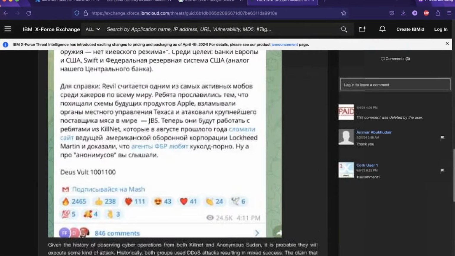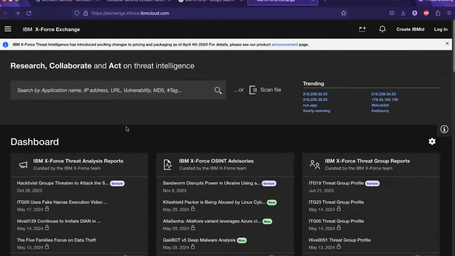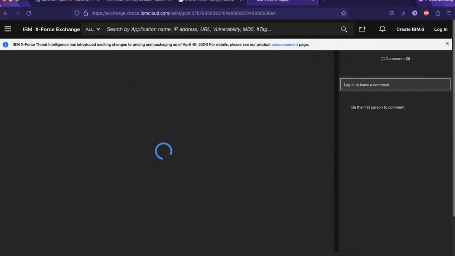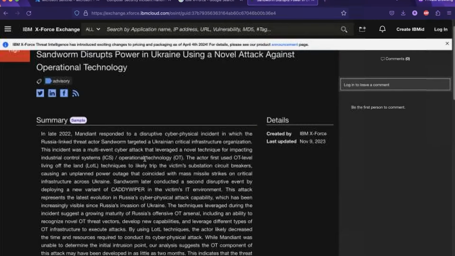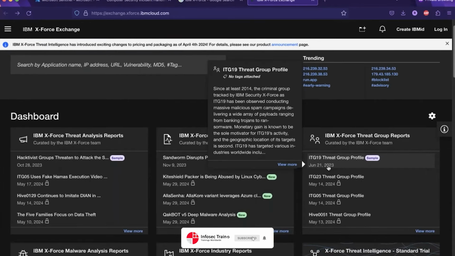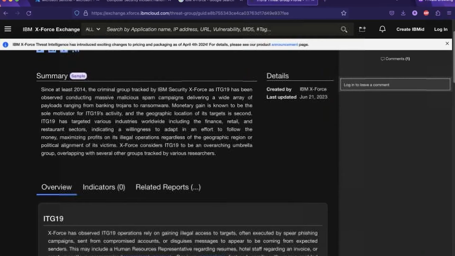Few of the posts are going to be over there. They are just going to keep collecting these resources and things. Same advisory, the OSINT advisory is over there, so it is again going to give you some sample reports on that. You are going to have threat group reports, so you'll have the specific threat group profile reports over there.